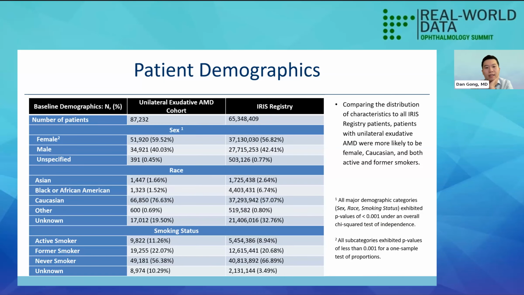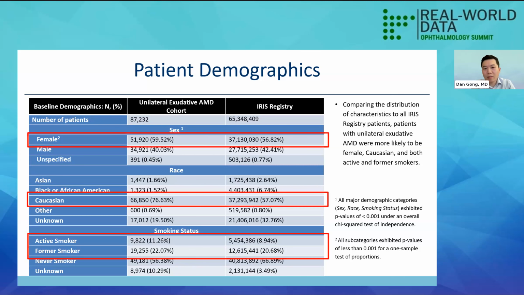So for our IRIS studies at Mass Eye and Ear, one thing that we've been doing in terms of presenting patient demographics is comparing our study population with the IRIS registry population as a whole. When we look at the unilateral exudative AMD cohort, there are a couple of things that come about, not surprising: a high percentage of women, a high percentage of Caucasians, and also more active and former smokers in our study population.